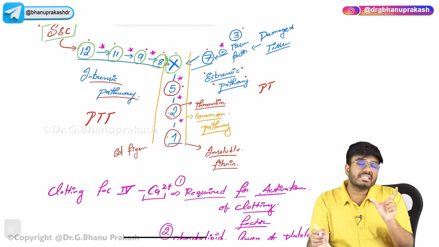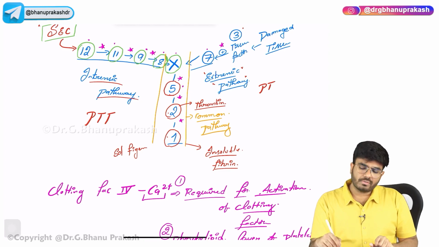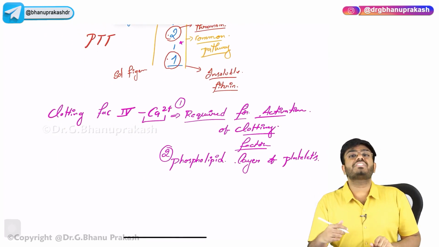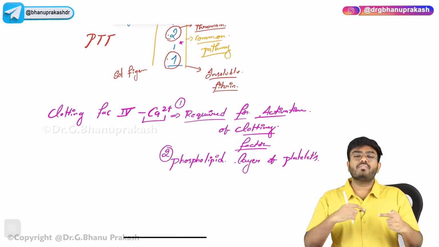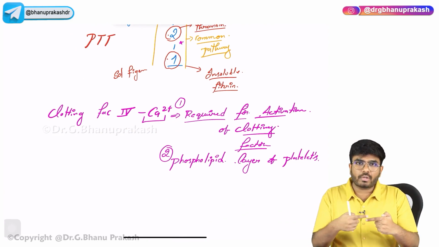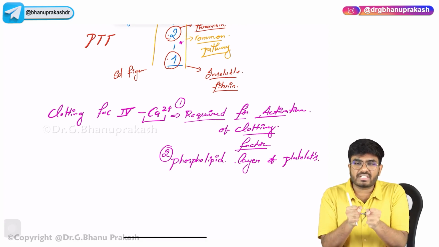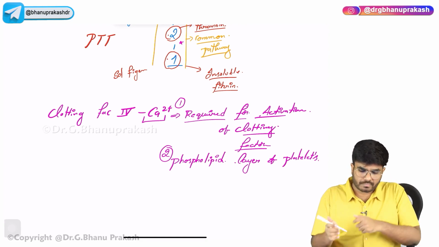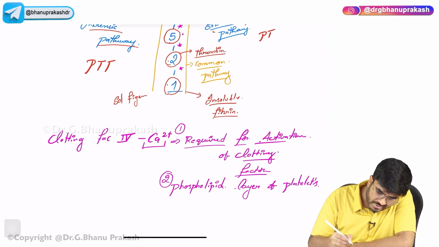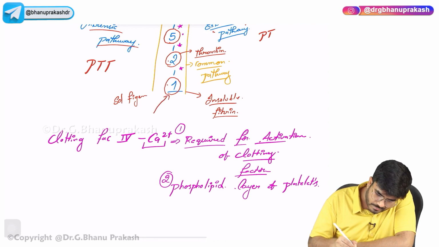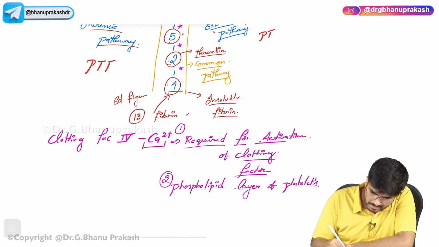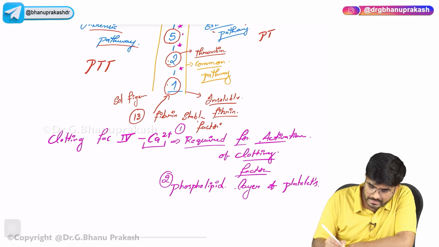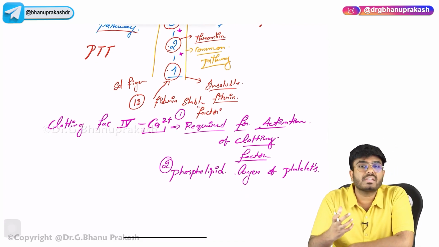Everyone is there, but what is 13? Clotting factor number 13, do you know what it does? Clotting factor number 13 is called the fibrin stabilizing factor. Once fibrin is formed, that fibrin needs to be cross-linked properly so that it will have better tensile strength to hold the clot properly. So the last thing that happens is the fibrin stabilizing factor, factor number 13. It will cross-link the fibrin so that it has better tensile strength.